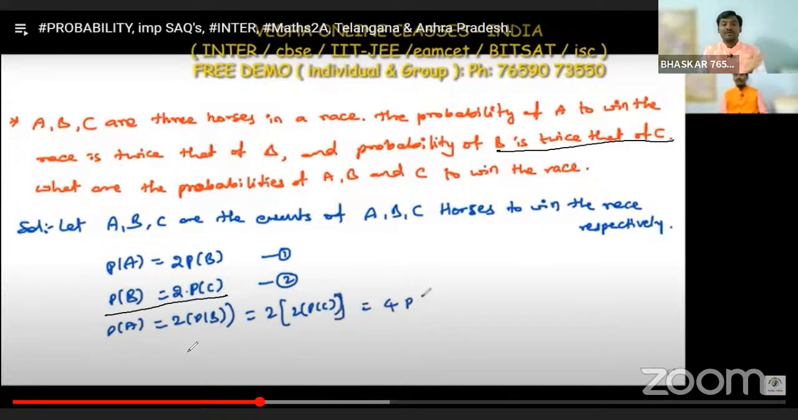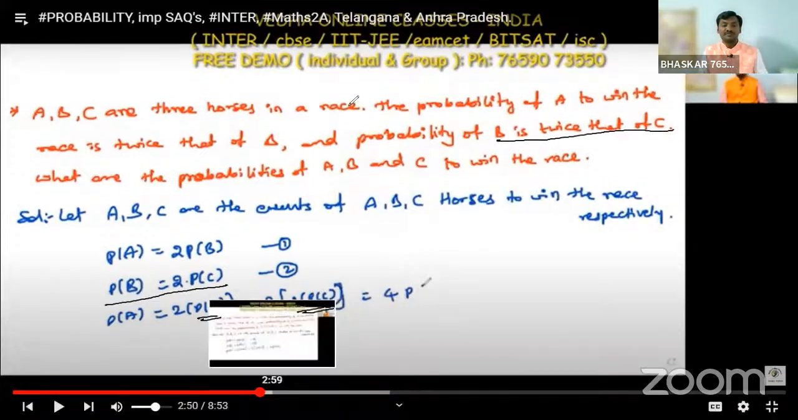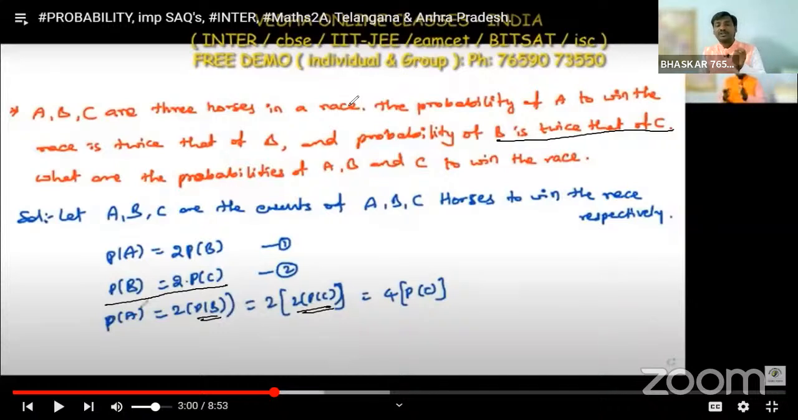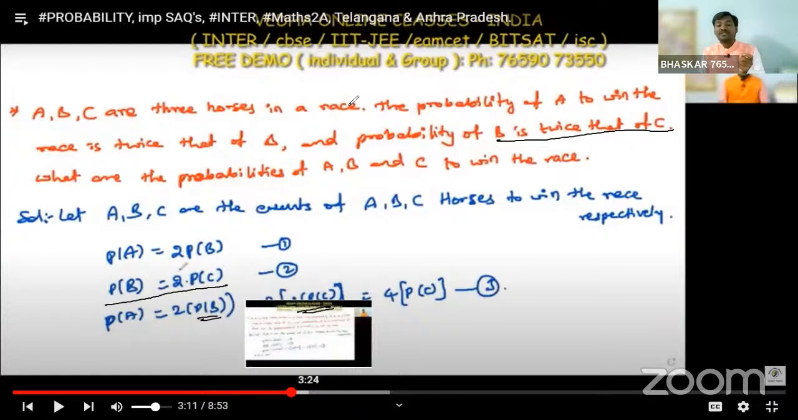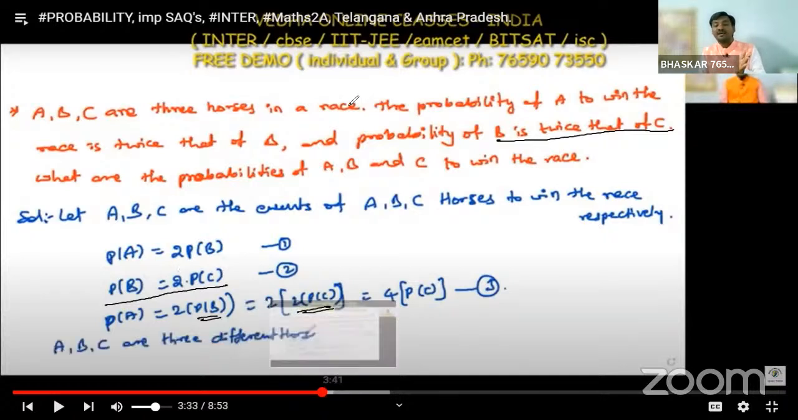Now probability of A is equal to 2 into probability of B, and probability of B is equal to 2 into probability of C. So 2 into 2 is 4, that is 4 into probability of C. We are trying to convert the probability of A, probability of B, probability of C, all in terms of C.